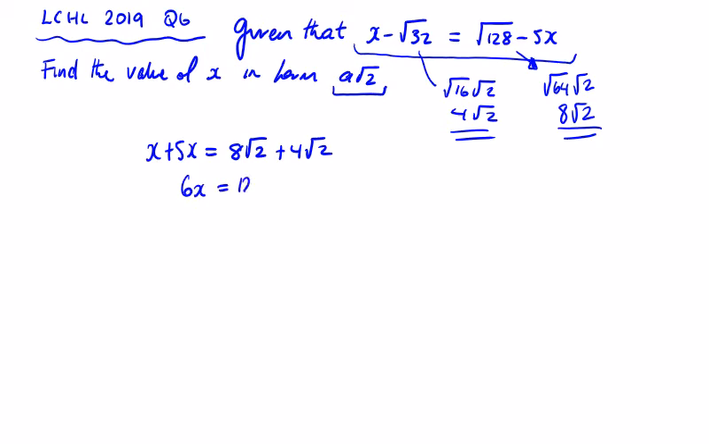6x is equal to 12 root 2. Dividing by 6, x is equal to 2 root 2. You could also square each side, but I think this is probably the quickest and easiest way to do this question.